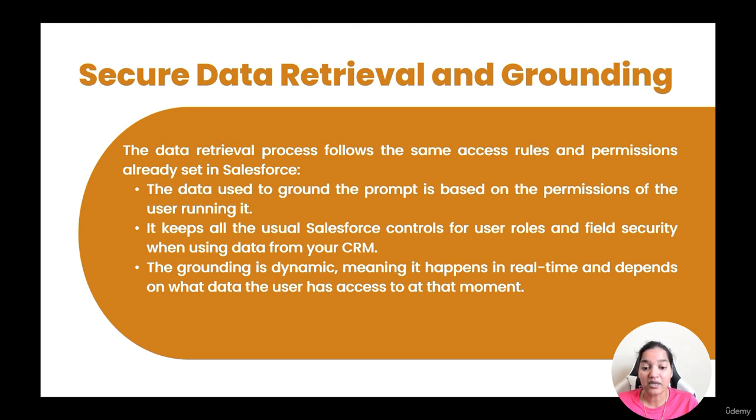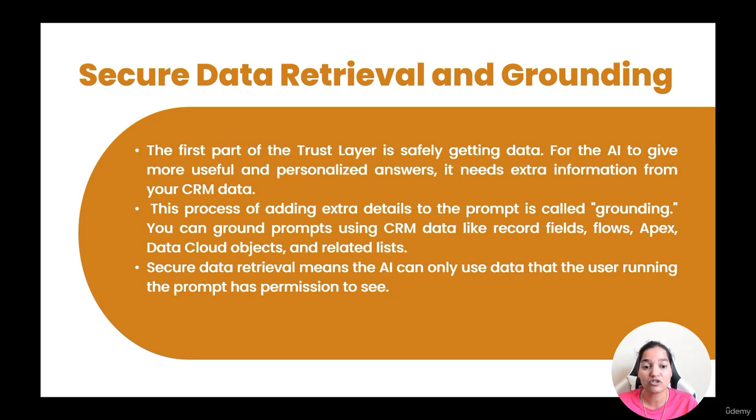The grounding is dynamic, meaning it happens in real time and depends on what data the user has access to at the moment. So it depends on what kind of access you have during the retrieval, and based on that, only that data would be fetched from your object fields and from your related list, etc. So this is the meaning of secure data retrieval and what is grounding. Grounding is the process of adding additional details to the prompt. You can ground the prompts using CRM data like record fields, flows, Apex, data cloud objects, and related list. That is what grounding is.